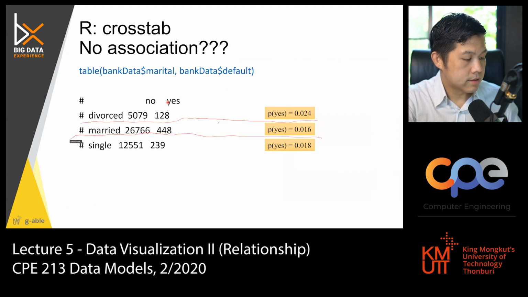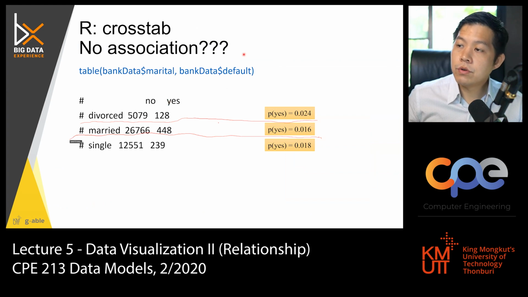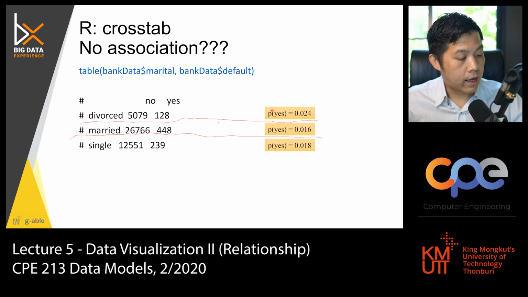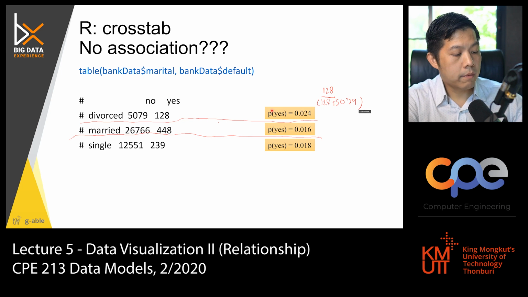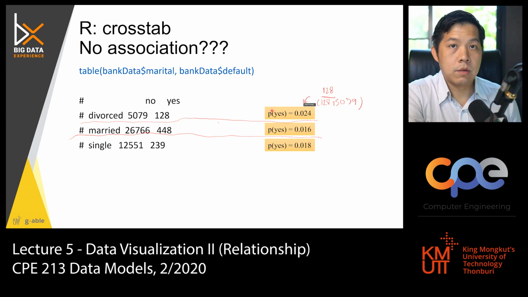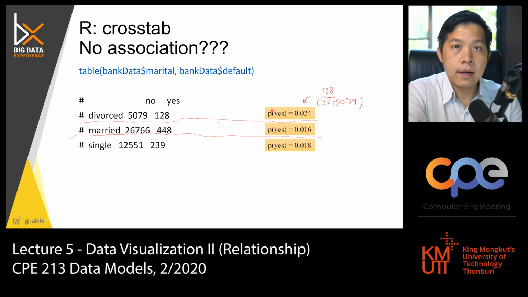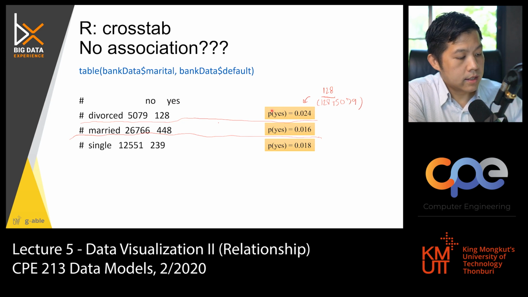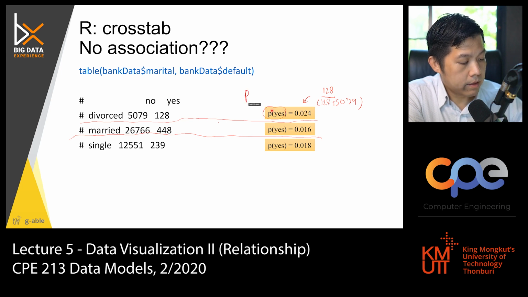Like this. Right? So if you take the 128 and divide it by 128 plus 5,079, this will be the probability of yes when the customer has divorce status. So what is this value? You have already learned this concept in your statistics. This is called the conditional probability. So to write it in a global term, I should write it like the probability of yes given divorce.